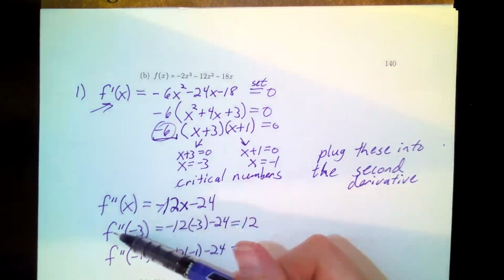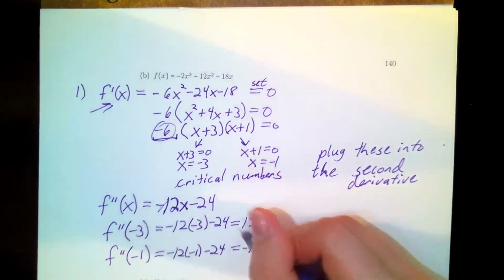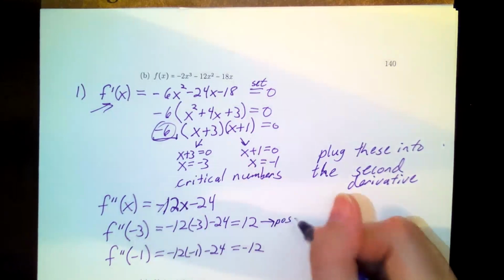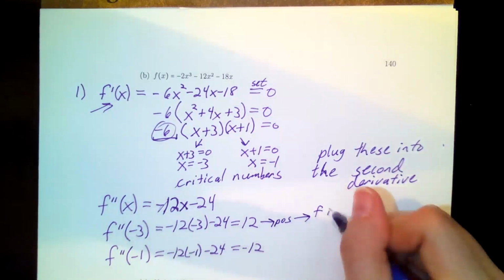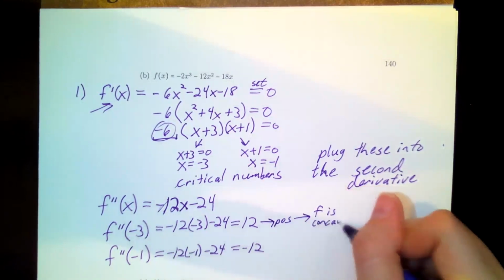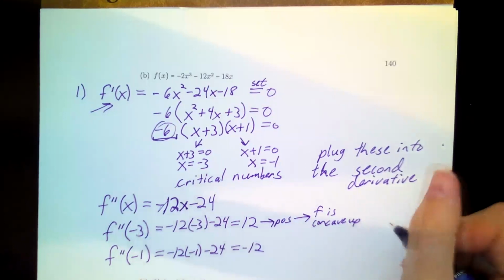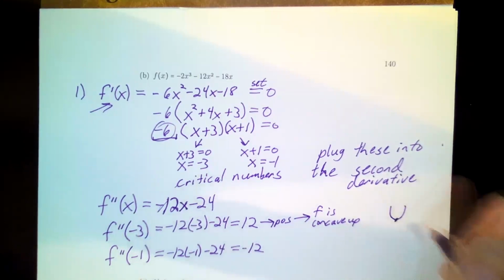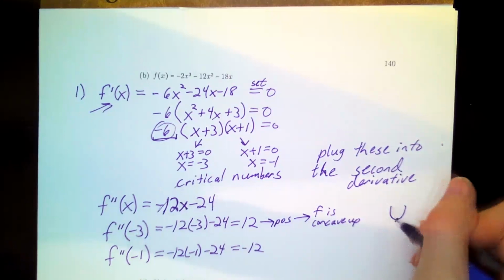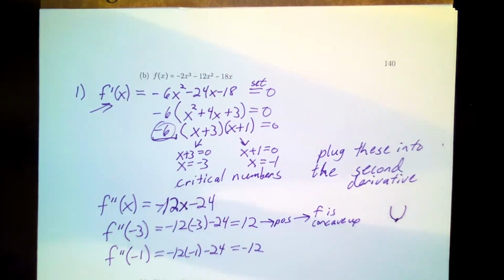I plugged a number into the second derivative, and what that tells me is I get a positive result here, which tells me that my function is concave up. So the second derivative tells me concavity. A positive value from the second derivative means concave up. Now it's up to us to draw even further conclusions. Negative 3 was a critical number, which means it's potentially a max or a min. And if my function is concave up there, that means that it has to be a min. It has that upward shape. It must be a minimum.